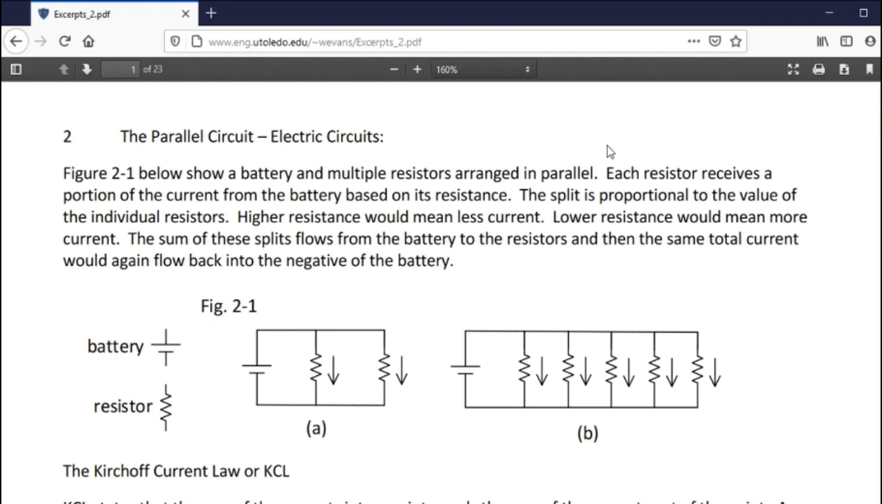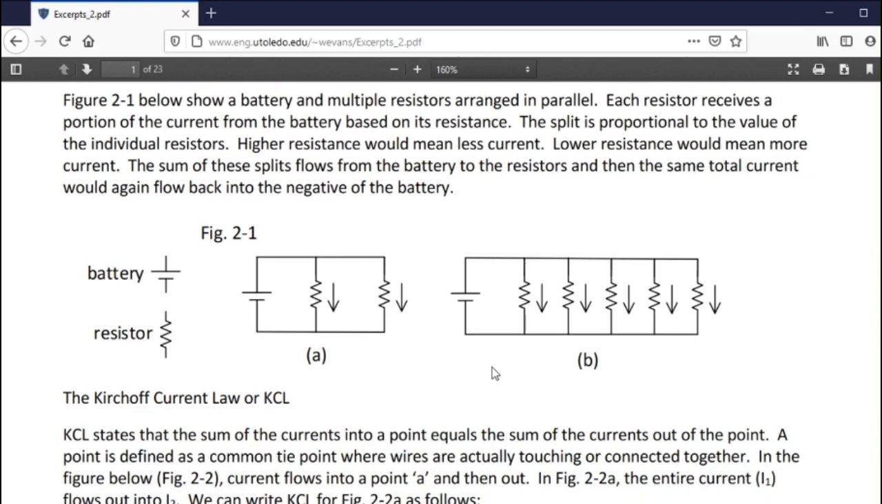So the sum of these currents is the total current that we feed this circuit with, and then they come back together and flow back through. Basically, all these currents add up to the total current that flows out of this battery. We're going to see how that works.